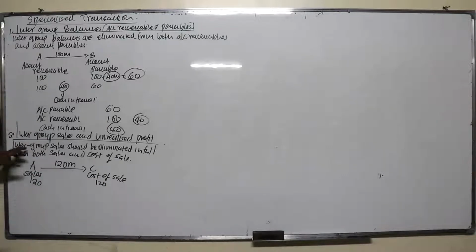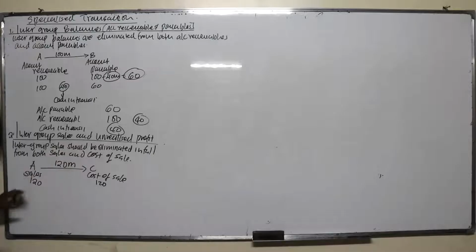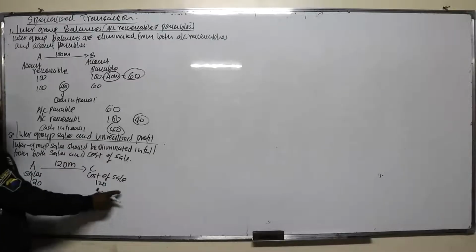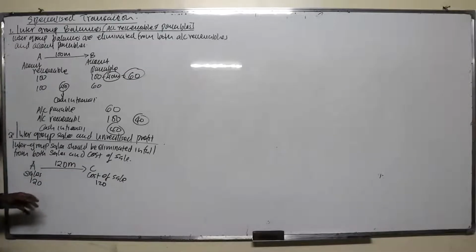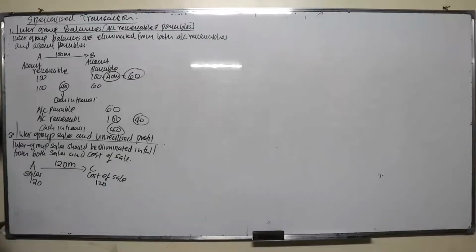We are saying that intergroup sales should be eliminated in full from both sales and cost of sales. So in sales, I eliminate 120. In cost of sales, you eliminate 120, because it is the same transaction, the same amount, within the same group. Then, if company A is selling goods to company B, that means they have made a profit. They were not transferring the goods, they were selling the goods. If you're selling the goods, you have a profit motive.